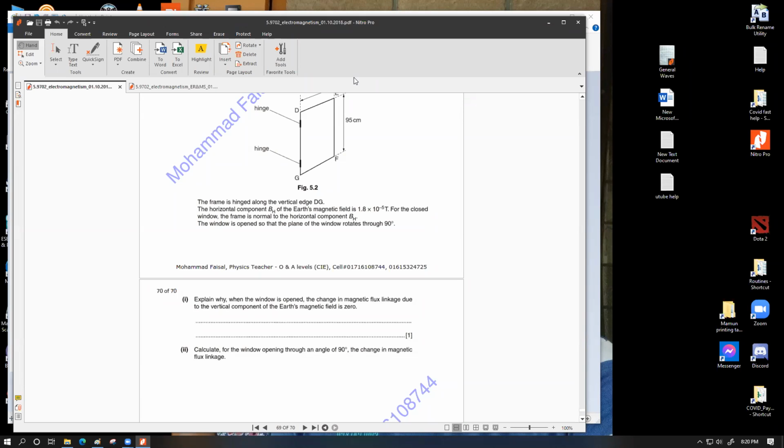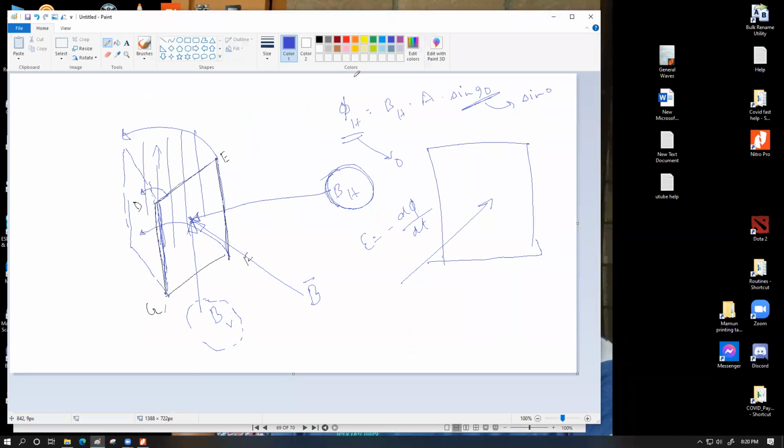So sir, when it becomes exactly parallel after a total rotation of 90 degrees, the plane becomes parallel to the magnetic field lines, right? For the horizontal component, yes. Yeah, for the horizontal components. Okay. The vertical components would still be passing through the window.